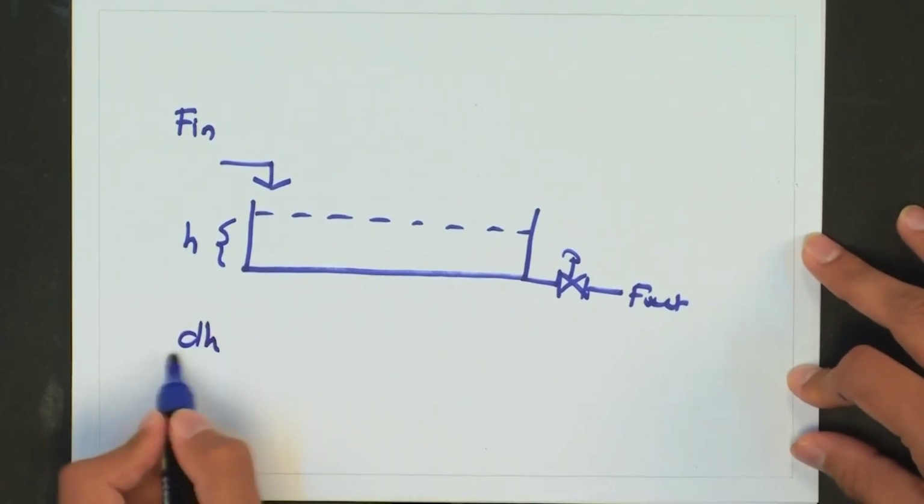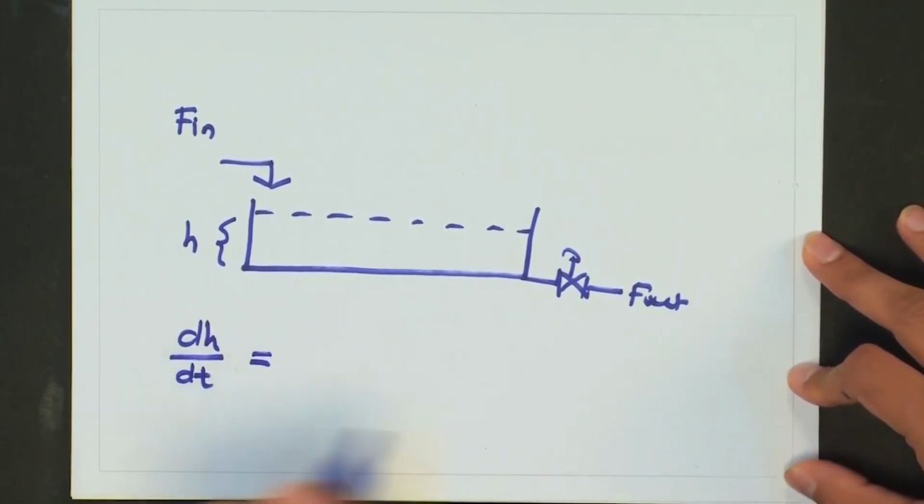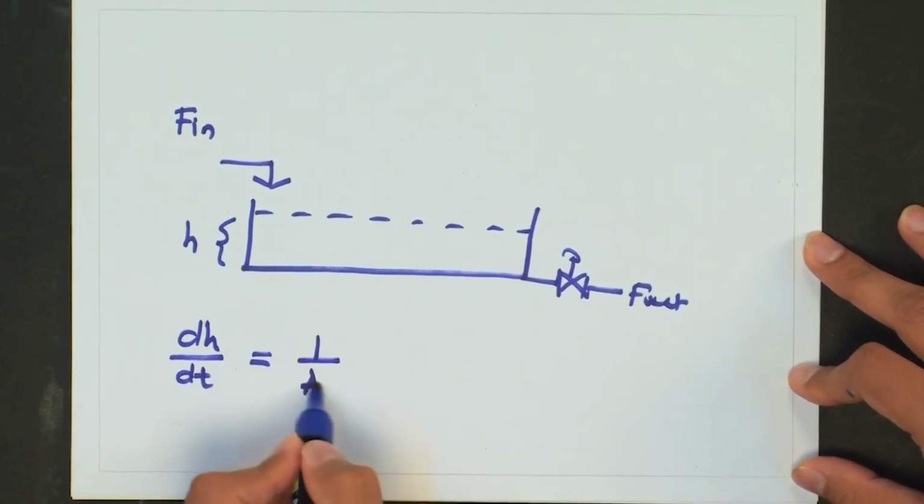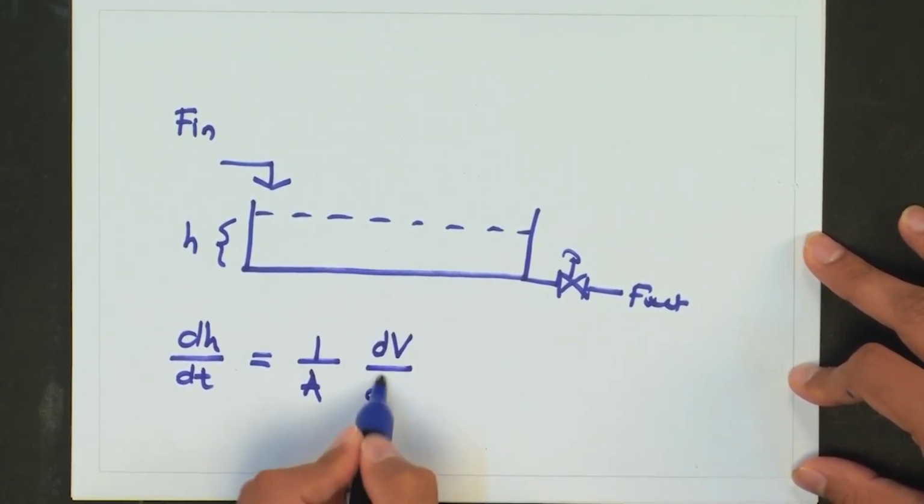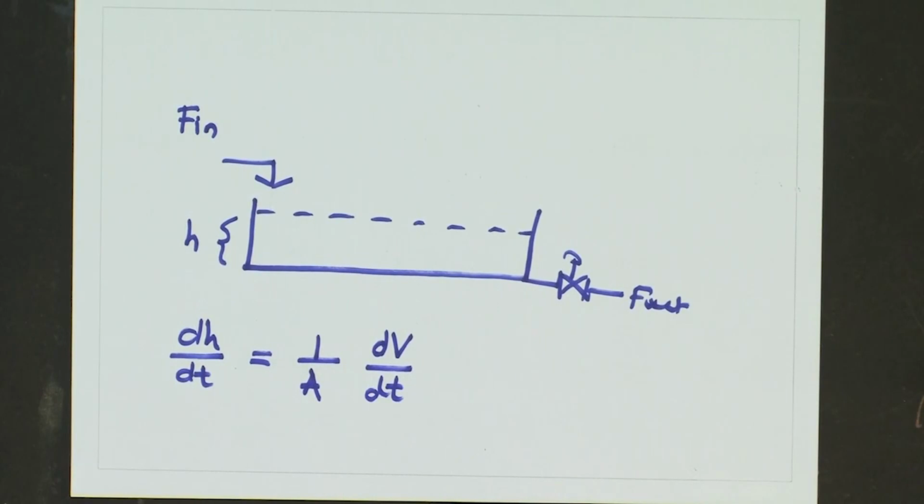So, when you say dH by dt, it is actually 1 over A times dV by dt, which is change in volume.